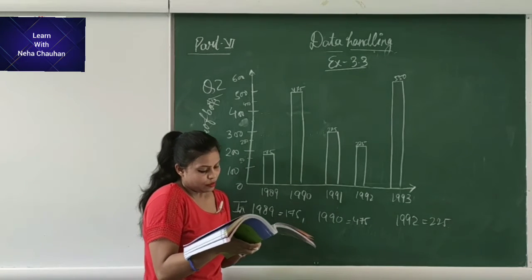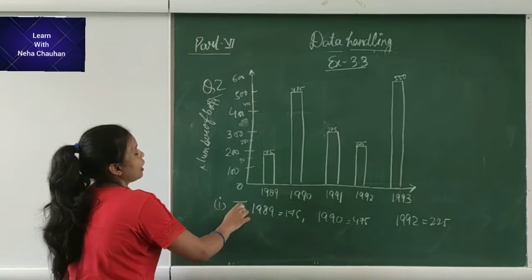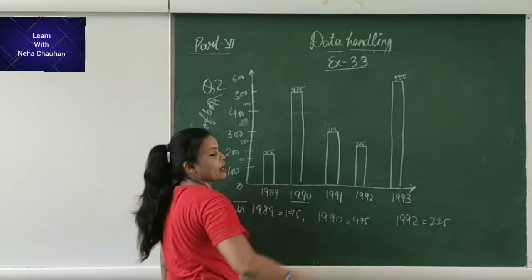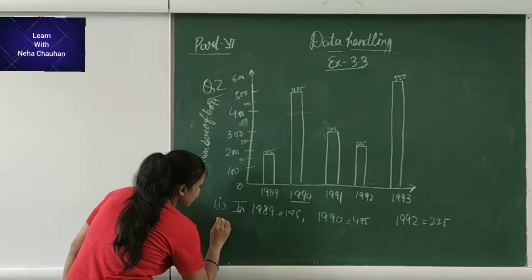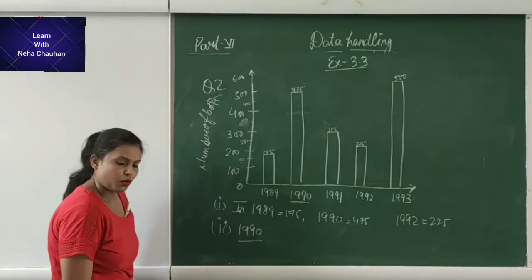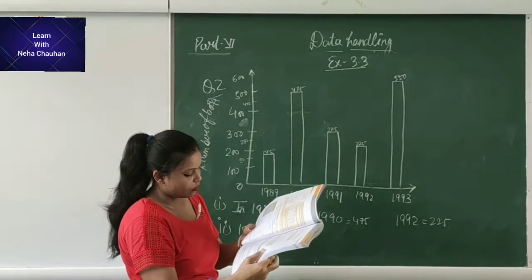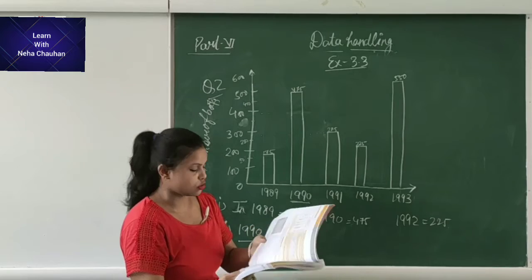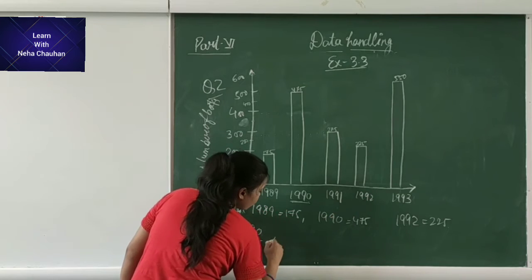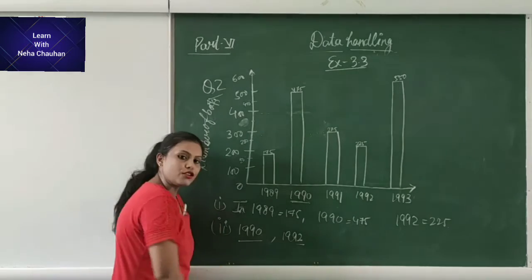Let's do the second question. In which year were about 475 books sold? So we can see that 1990 is the year in which 475 books were sold. So the answer to the second part is 1990. Okay. Third part, in which year were about 225 books sold? 225 books were sold in 1992. So this consists of another answer, that is 1992 also.